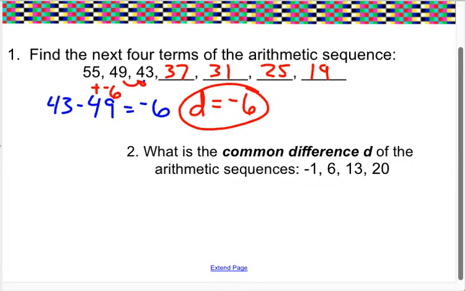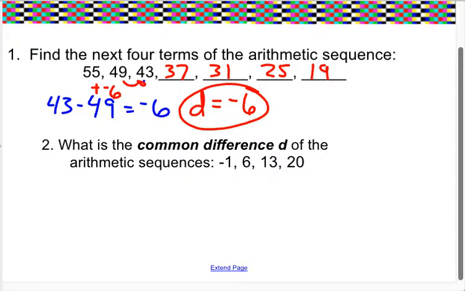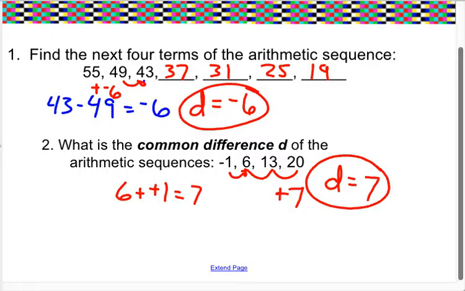What do we got here? What is the common difference, d, of this arithmetic sequence? They're saying we're adding something every time. -1 to 6. Well, 6 minus -1 is 6 plus a positive 1, that's going to give me 7. 6 plus 7 is 13. 13 plus 7 is 20. So yeah, I'd say my common difference, I seem to be adding 7 every time here.